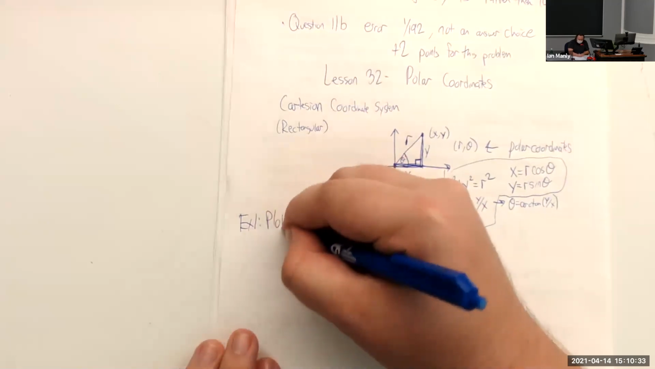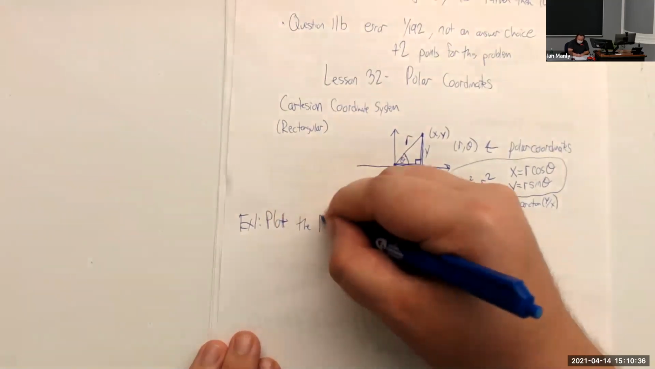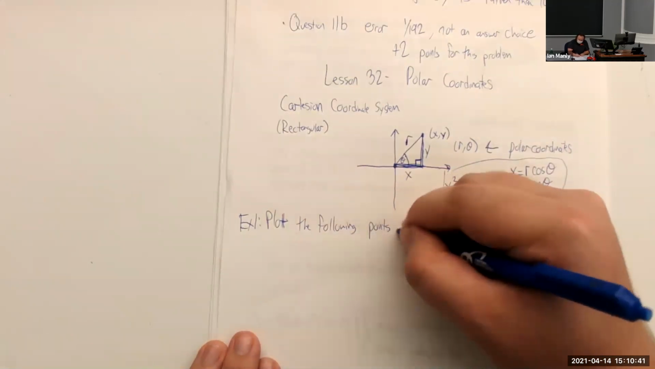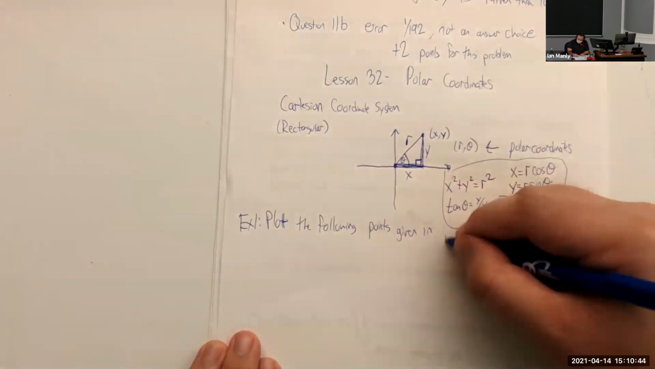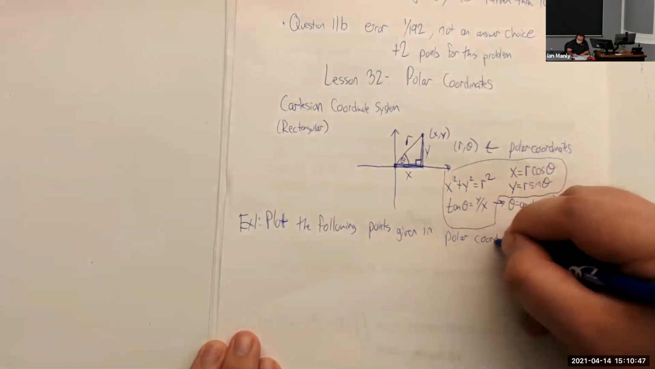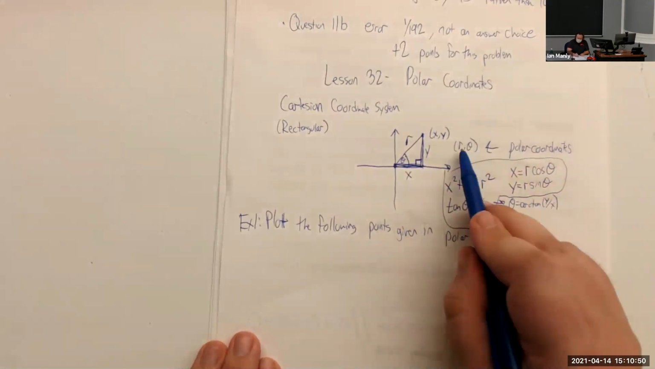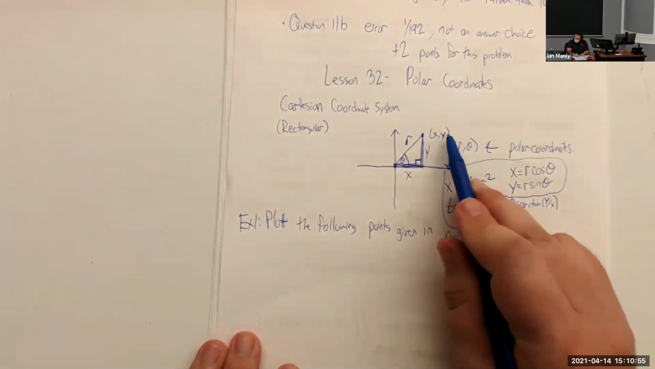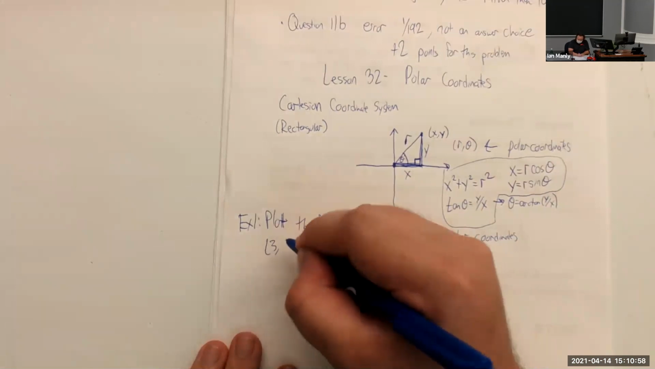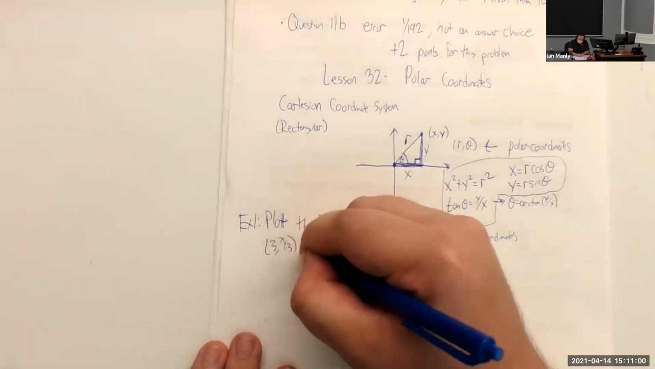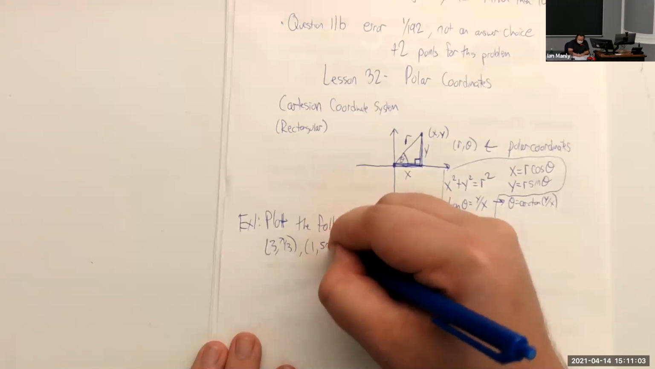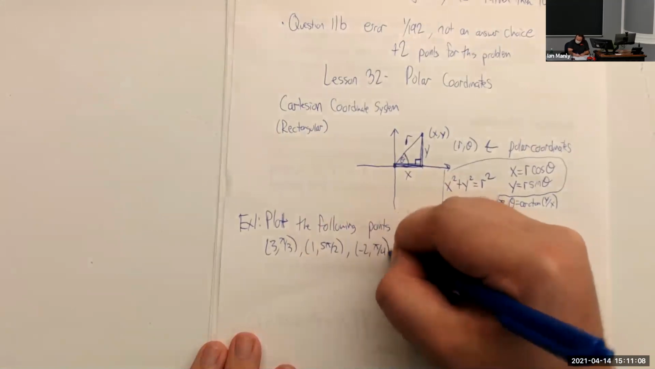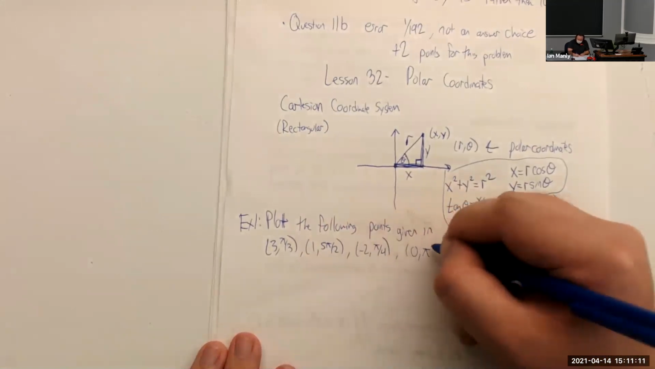So let's plot the following points given in polar coordinates. Now, traditionally in polar coordinates, we specify the r before the theta, just like we always seem to express x before y. So here are these polar coordinates. We have 3, pi over 3. We have 5, pi over 2. We have negative 2, pi over 4. And then we have 0, pi.